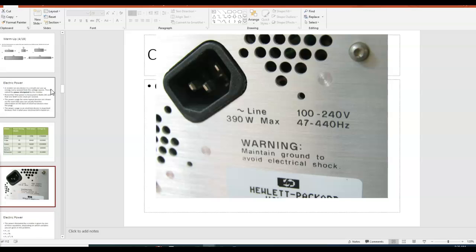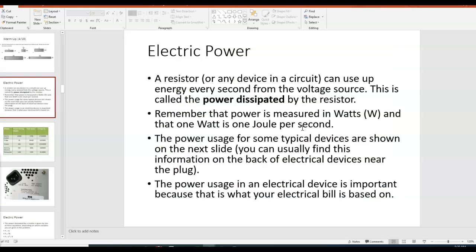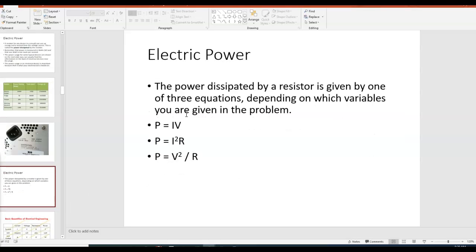Now, of course, we talked about what electrical power is and why it's important, but you also need to know how to do calculations with electrical power.